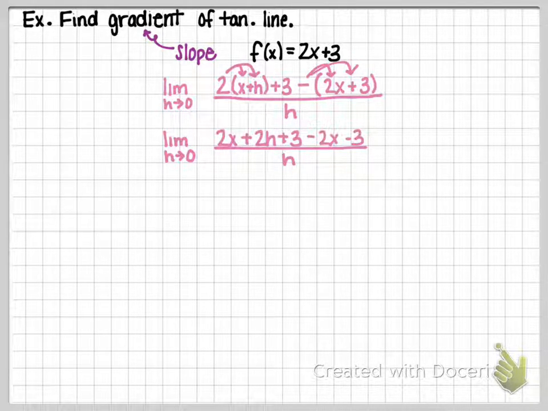So here's what's going to happen in this next step. I'll have the limit as h approaches 0. Now if you notice, my 2x cancels out, and so does my 3. All I'm left with is just 2h, and that'll go over h.